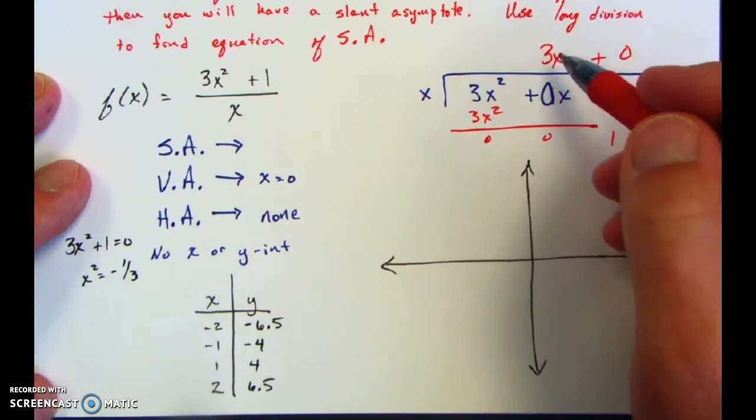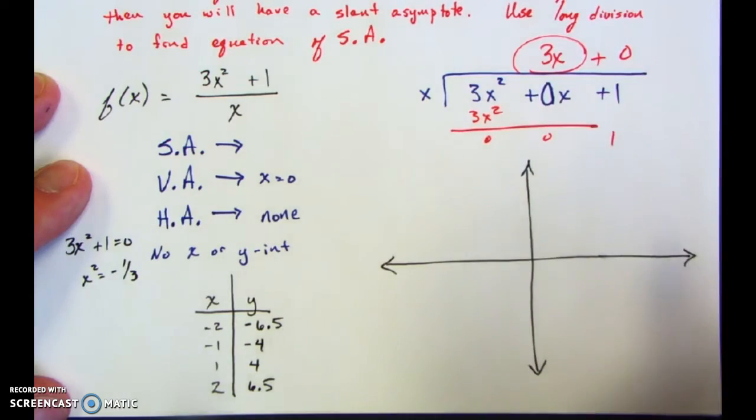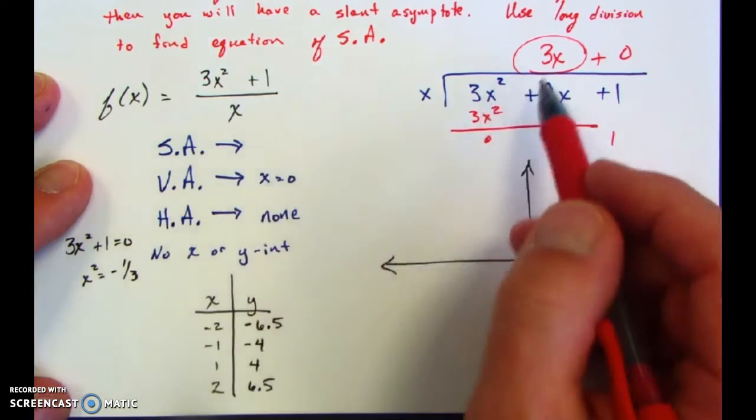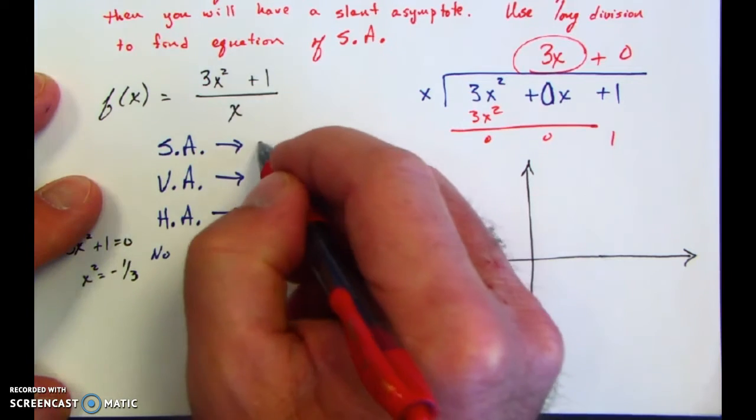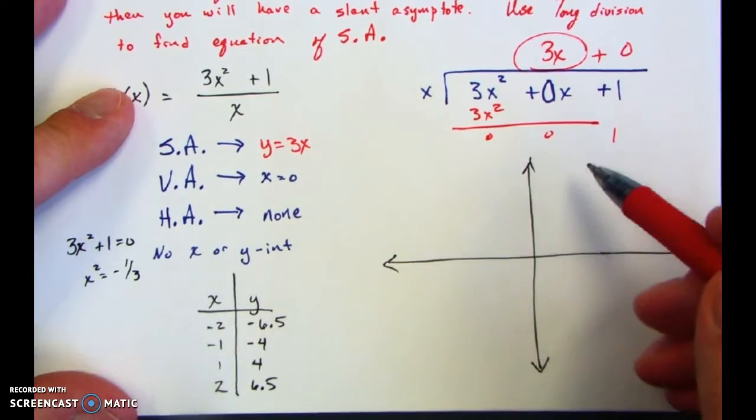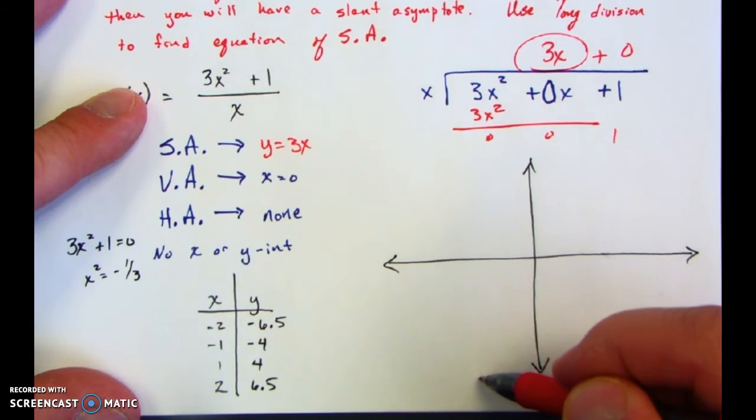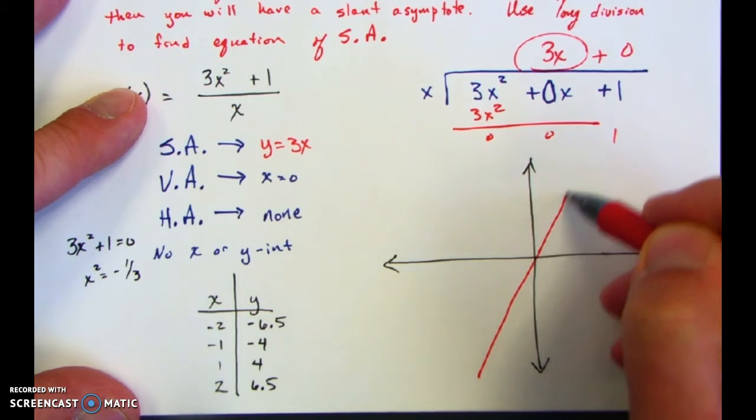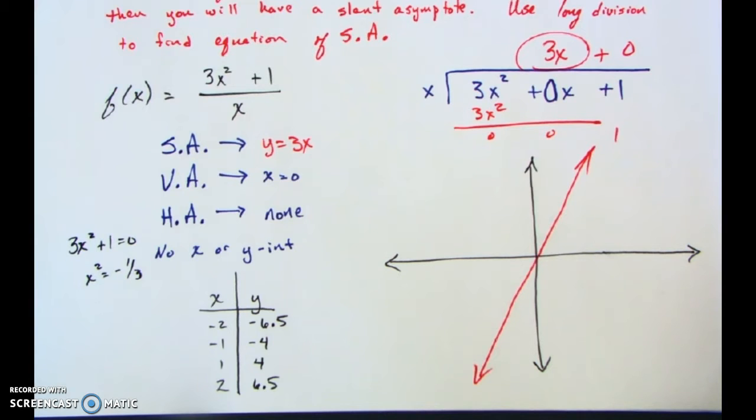We end up with a remainder, but what we're really looking for is this part right here, because what we have just found is that our equation for that slant asymptote is going to be y equals 3x. And so when we graph that, it's just going to be a line. It's linear, has a slope of 3, and so I can just sketch that in there. We're going to have a slant asymptote coming across there that direction.